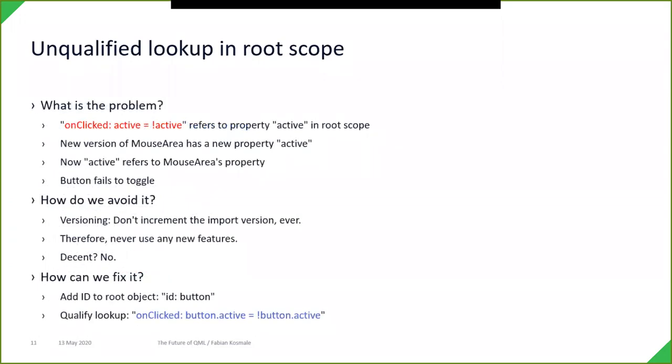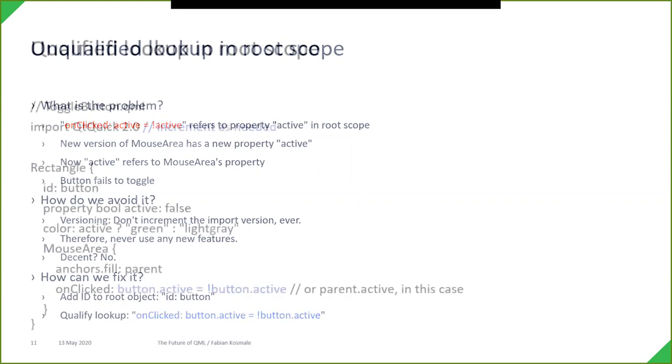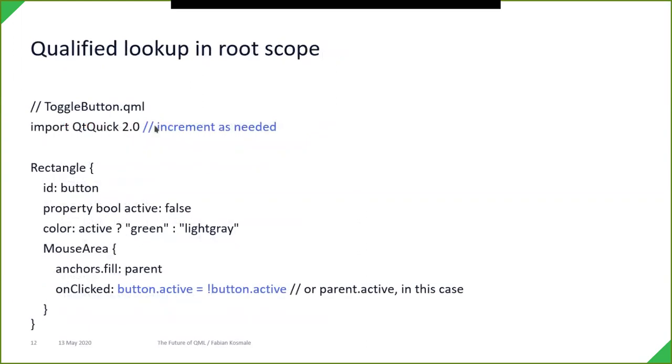However, that also pins you down to that specific version. And if you actually need new features in a new version, you're out of luck. So that's not really a good solution. However, there is a very simple solution. You can just add an ID to your root object and do a qualified lookup. So now you have to write a bit more. Basically, you have to add the ID of the button. But in turn, you can increment the number in the import as you wish and use all the newest features. And you won't get any conflicts with property lookups.